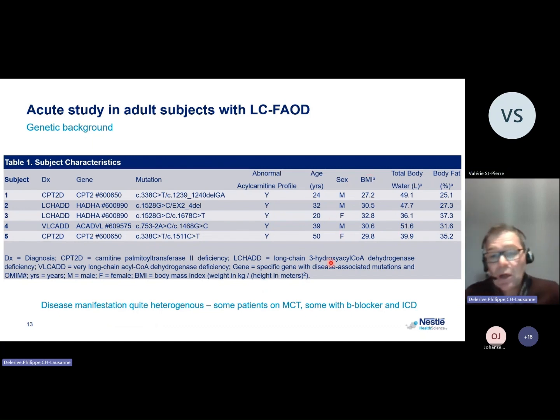As I told you, they are relying a lot on carbohydrates, and you could see this on the adiposity. What I can tell you also is that the disease presentation is quite heterogeneous within these patients. Some patients didn't have any cardiomyopathy at baseline, if I can speak like that. Some did, were on beta blocker and on ICD. Some patients were really compliant on MCT, some were not at all. So it's really an issue for these patients to avoid long chain fat in their daily diet.